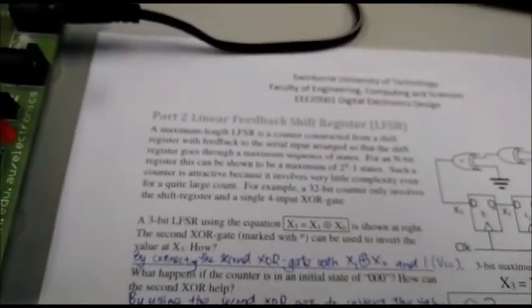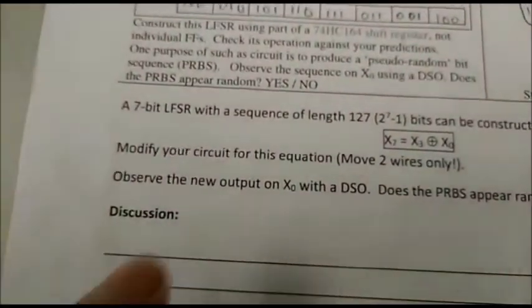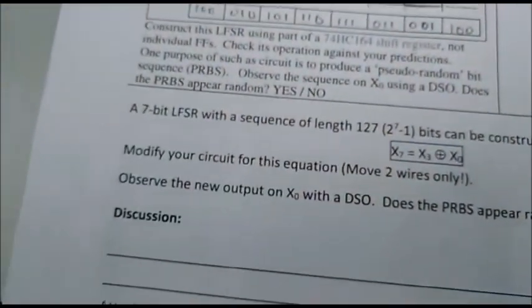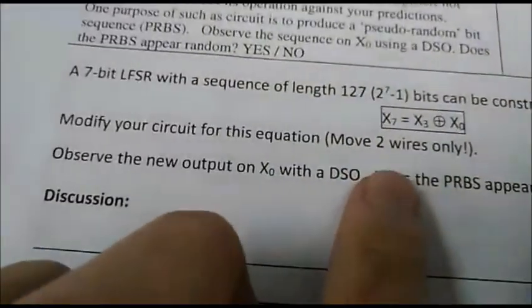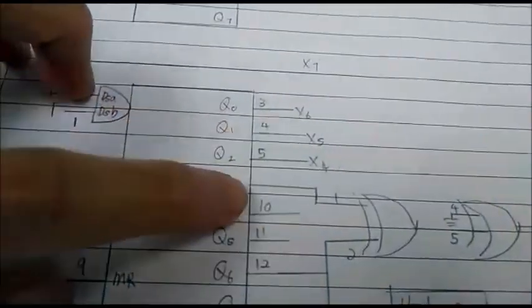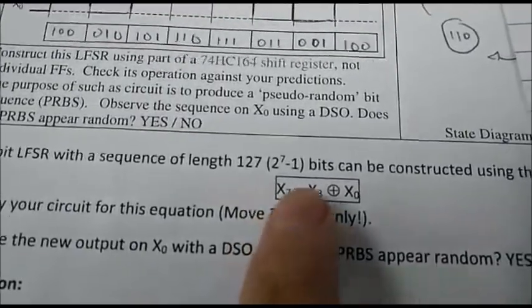Okay, so now this is the second part of part 2 of Lab 4. In this part, we are supposed to construct a 7-bit LFSR from our previous 3-bit LFSR. It's written here that we only have to move 2 wires, and that's actually the case. This is our 3-bit one. We move the input for this XOR gate from 4 and 5 to 6 and 12. This is because the output X7 equals X3 XOR X0.